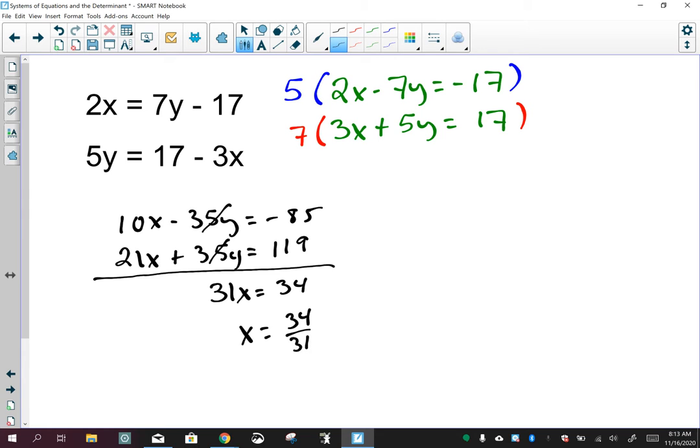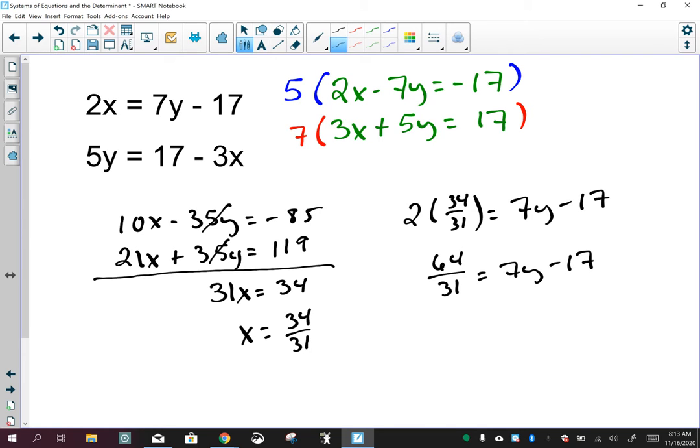All right. So then I take that answer and I can go back up here into the original. So 2 times 34 over 31 is equal to 7y minus 17. So this is 68 over 31 is equal to 7y minus 17. So I'm going to move that 17 over. So 68 over 31 plus 17 is equal to 7y.